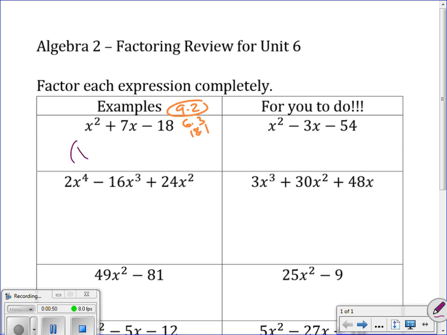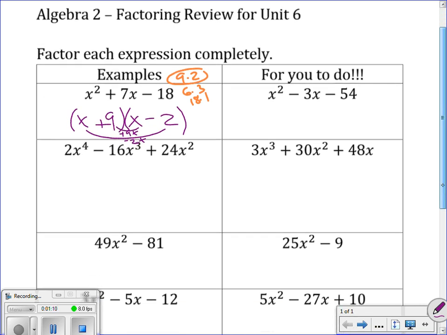All right, so I put x and 9, x and 2, doesn't matter which is where, but when I look at it, I'm getting a 2x here. I'm getting a 9x in the middle, so I do want a positive 9 minus 2 to make a positive 7. So plus 9 minus 2, and I check. Yes, that's negative 18 as well, so I'm finished. All right, second problem here.